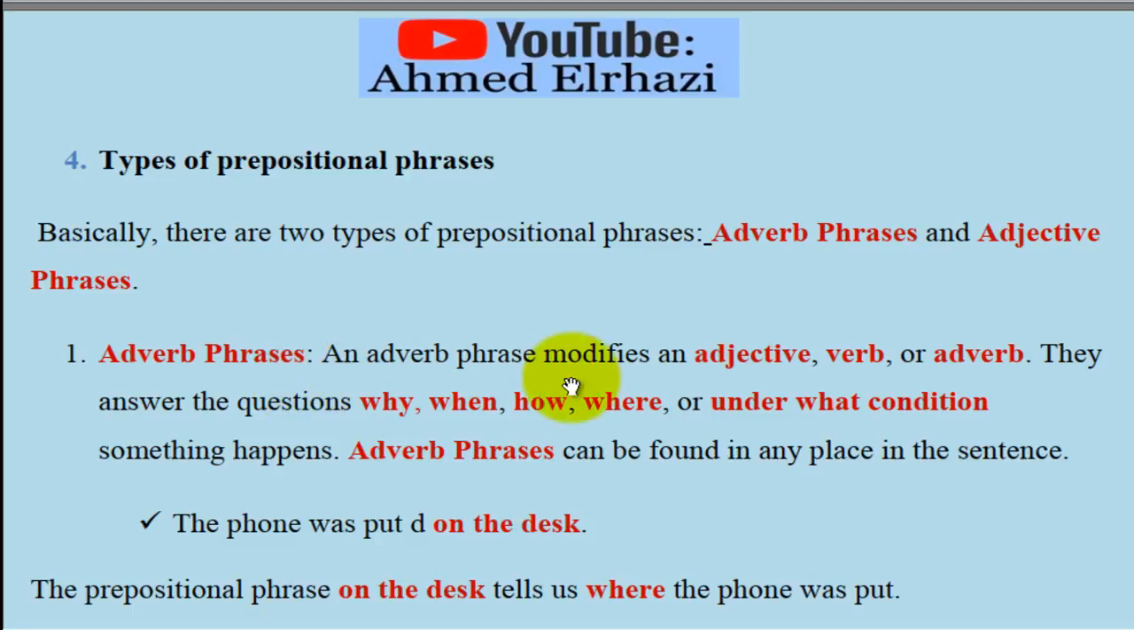An adverb phrase modifies a verb, an adjective, or sometimes an adverb itself, just like adverbs. They answer the questions why, when, how, where, or under what condition something happens, as we saw with adverbs. Adverb phrases can be found in any place in the sentence. Let us talk about the difference between adverb phrases and adjective phrases.